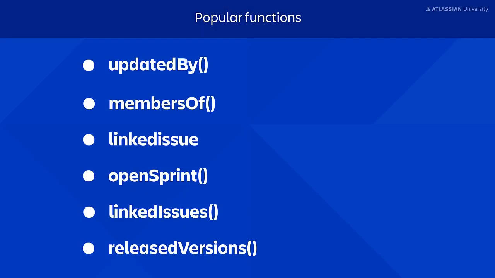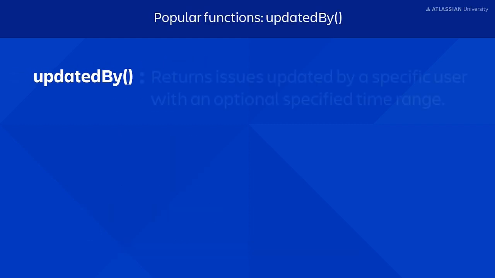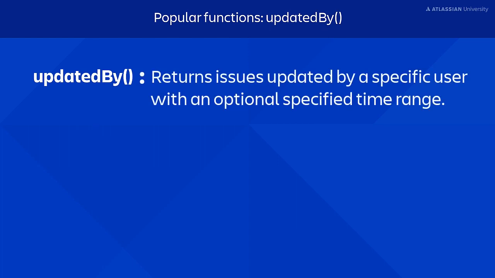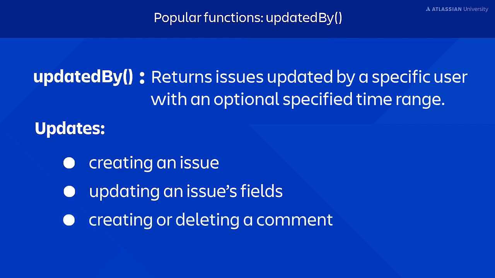There are many other useful functions you can use in your Jira queries. Here are some of the most popular ones. The Updated By function returns issues that were updated by a specific user. You can also add a specified time range if you like. An update, in this case, includes creating an issue, updating any of the issue's fields, creating or deleting a comment, or editing a comment.